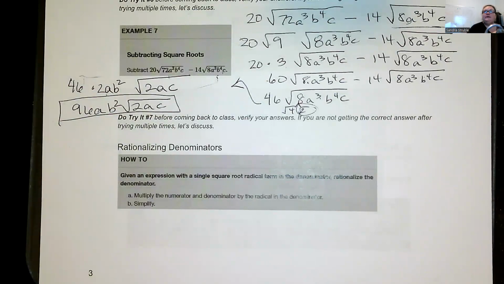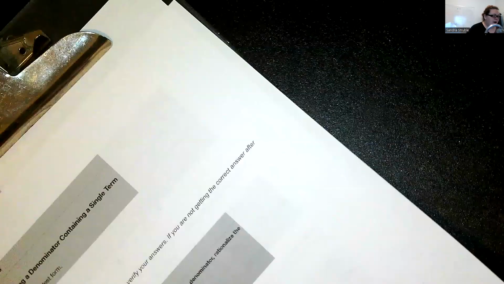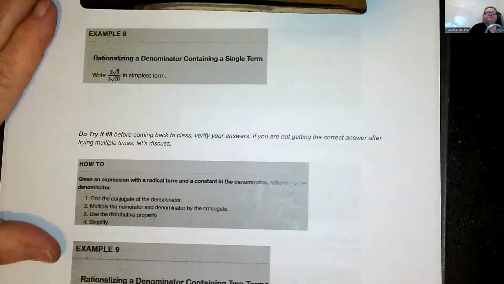All right, rationalizing denominators. Now, if you took 550, you most certainly did not learn how to do this. What you basically need to understand is you cannot answer a question with a square root in the denominator. If you do that, it is incorrect mathematically. It's like a little puzzle to figure out what you need to multiply by in order to get rid of that square root that's in the denominator. So let's look at an example here.